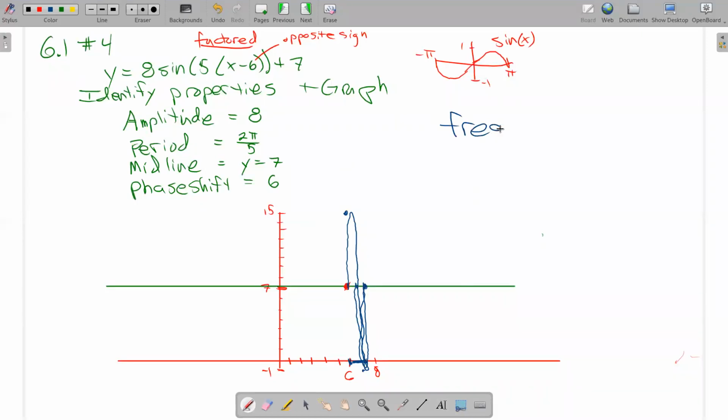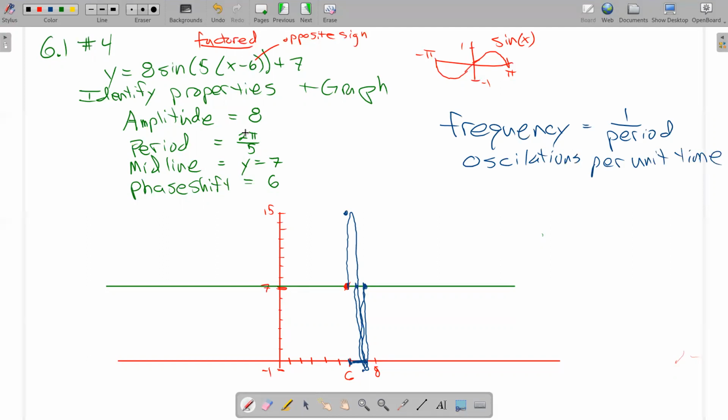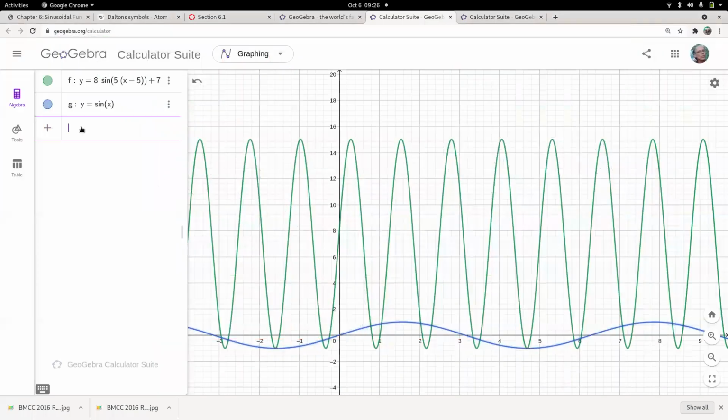So frequency of a wave is equal to 1 over the period, and it is oscillations per unit time. So per second, per minute, however we're measuring time. So with this one right here, if I look at 1 over the period, so 1 over 2 pi over 5, which is 5 over 2 pi, calculate that, and we'll see what that means on the graph.